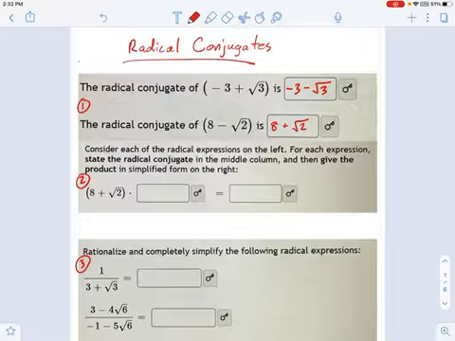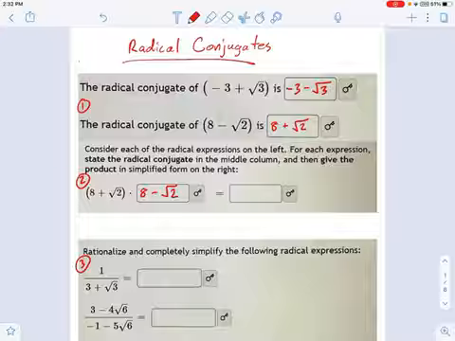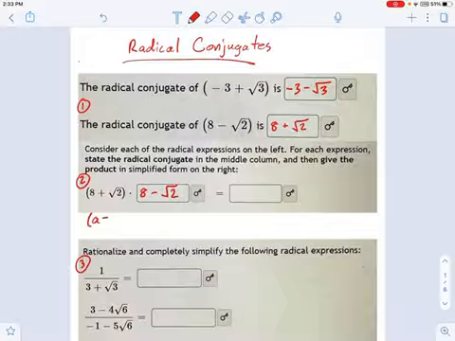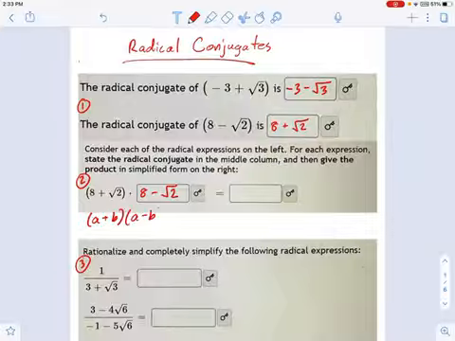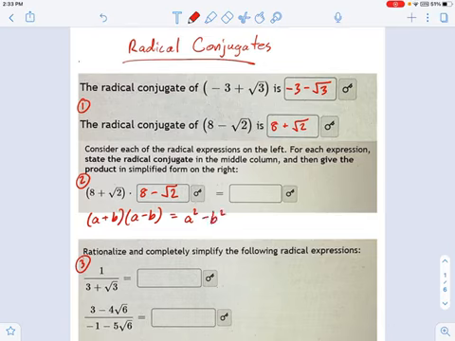If you multiply something by its radical conjugate, so in this case, what is 8 plus radical 2 times 8 minus radical 2? Well, if you remember the polynomial identity for difference of squares, remember a plus b times a minus b? What do we get from that? If you remember, this is a squared minus b squared. That's a very special polynomial identity you should always have memorized. Well, what's a and what's b?